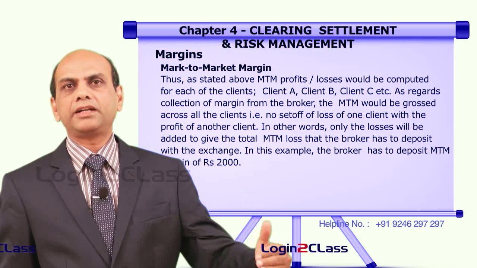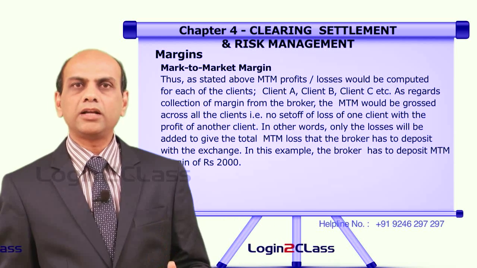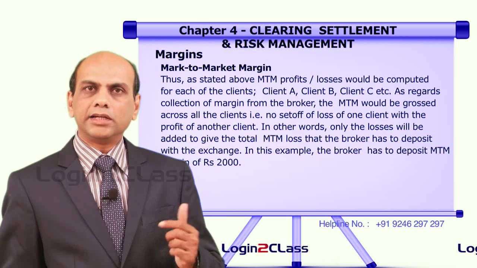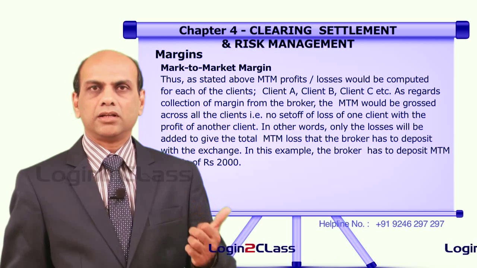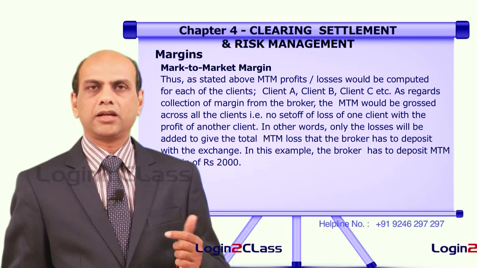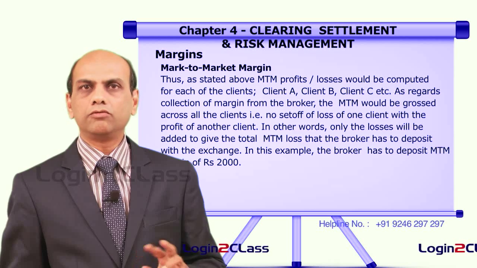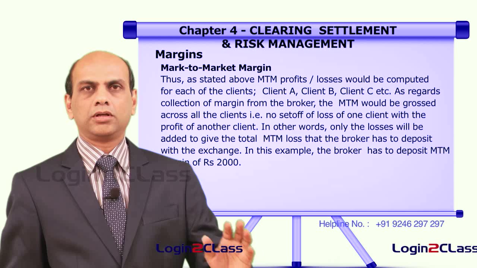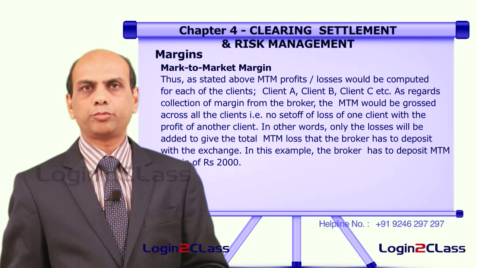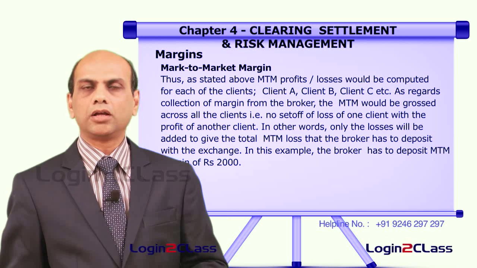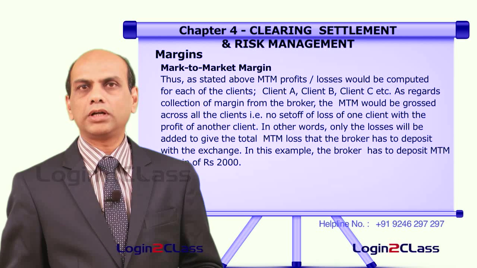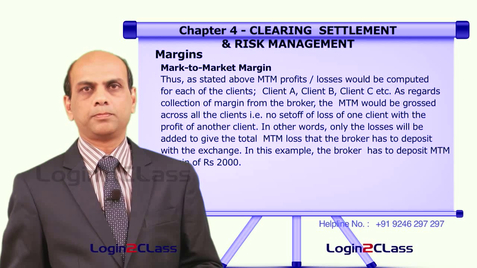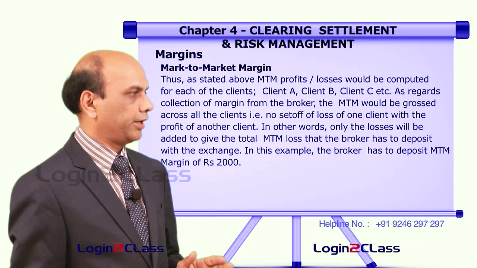That means if client A is in a loss of 300 and client B is in a profit of 500 on T minus 1 day, it will not be netted. That is, the loss of 300 of client A and the profit of 500 of client B will not be adjusted. So 300 will be paid separately. It will not be adjusted against the profit position of client B of 500, and the balance 200 which is arrived at is not considered for payment for MTM. This is the important aspect.